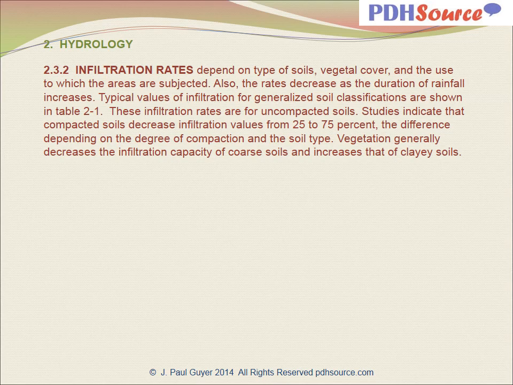Infiltration rates depend on the type of soils, vegetation, and the use to which the land area is put. The rates decrease as the duration of rainfall increases. Typical values of infiltration for generalized soil classifications are shown in Table 2.1, which you'll see in a moment.